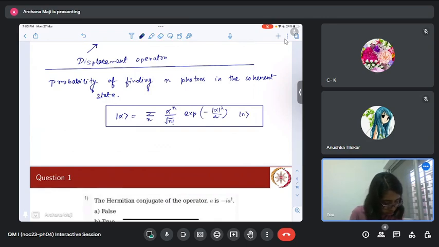Okay, so what is the probability? It's the projection of alpha onto the n particle state, mod square. That's all. I mean, you all know this by now very well. So let's write it with some other index, so that we don't confuse it with some other dummy variable.